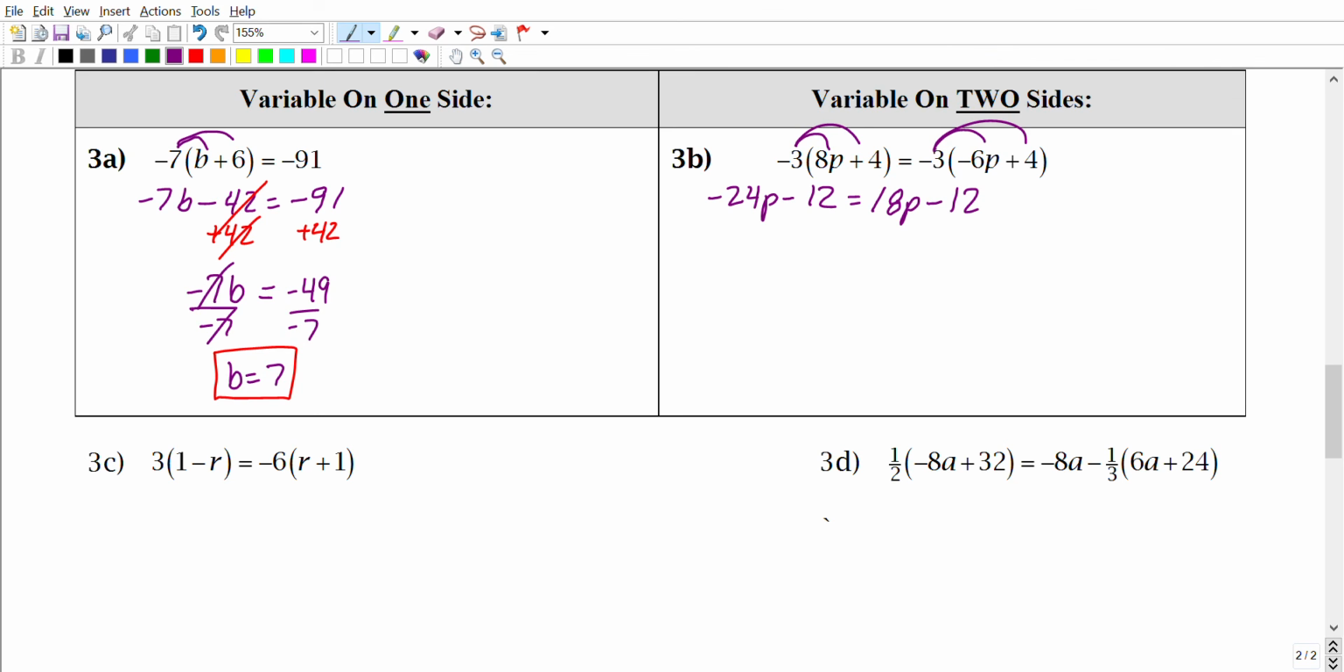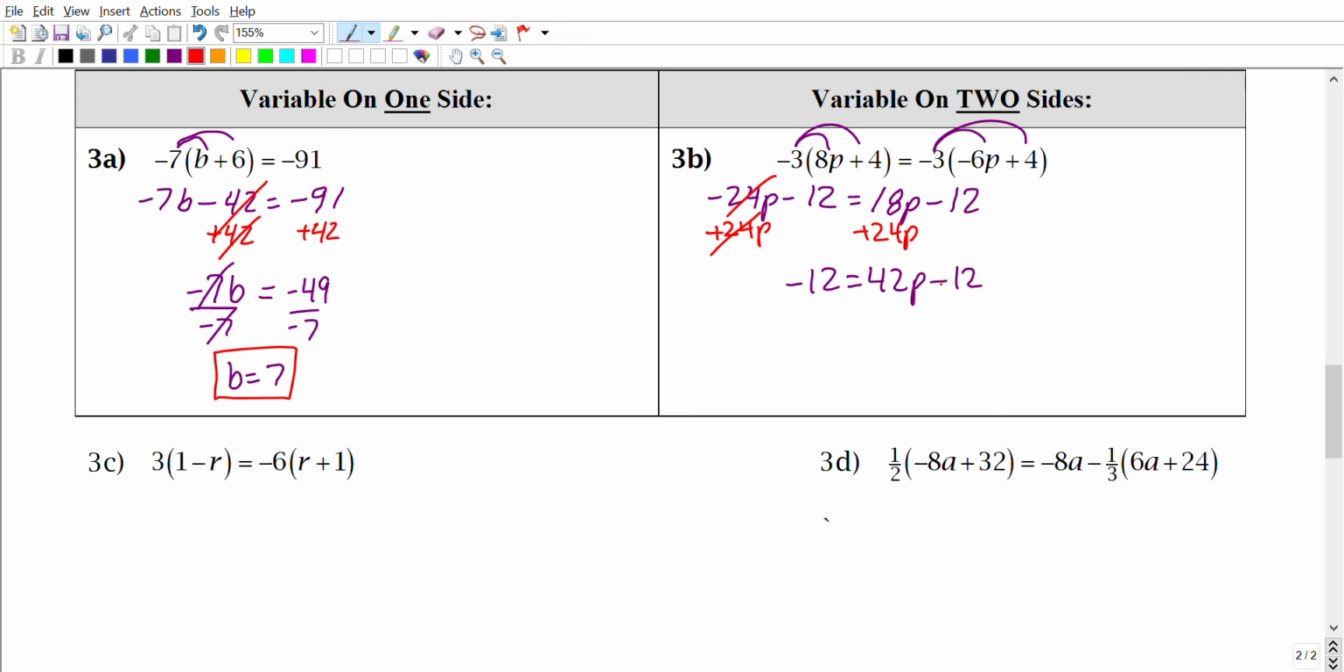So let's go ahead and check. Can I combine any like terms? Nope. Are there variables on both sides? Yes, there are. So I have to move the smaller one. I'm going to add 24p. So I get negative 12 equals, let's see, what is that? 42p minus 12. All right.